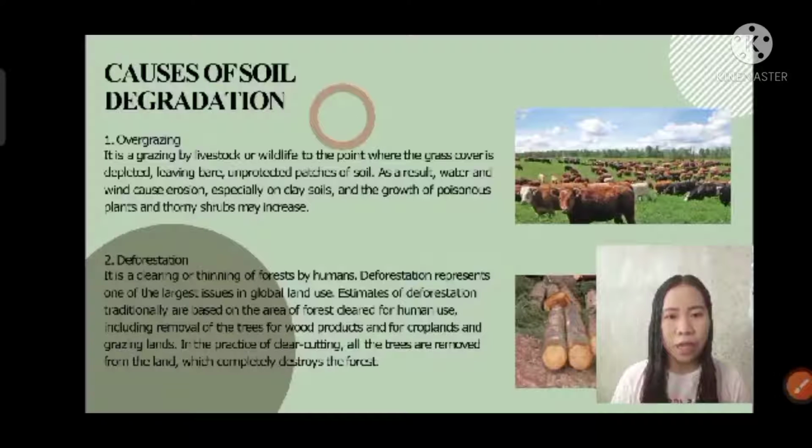Second, deforestation. It is the clearing or thinning of forest by humans. Deforestation represents one of the largest issues in global land use. Estimates of deforestation traditionally are based on the area of forest cleared for human use, including removal of the trees for wood products and for croplands and grazing lands. In the practice of clear-cutting, all the trees are removed from the land, which completely destroys the forest.